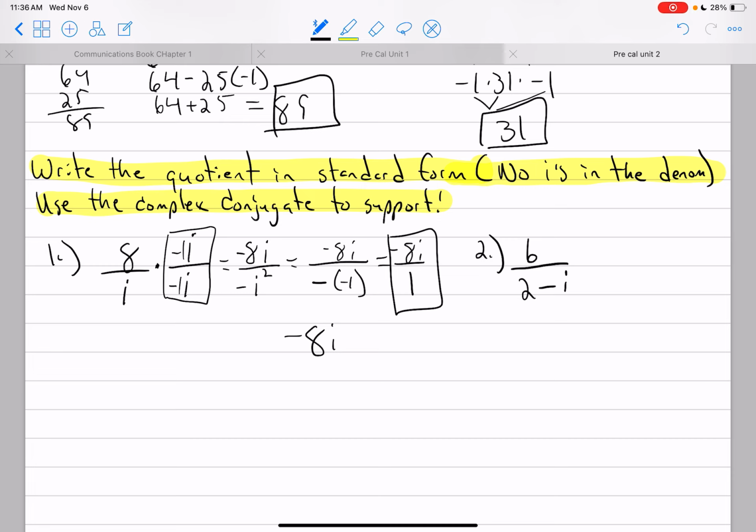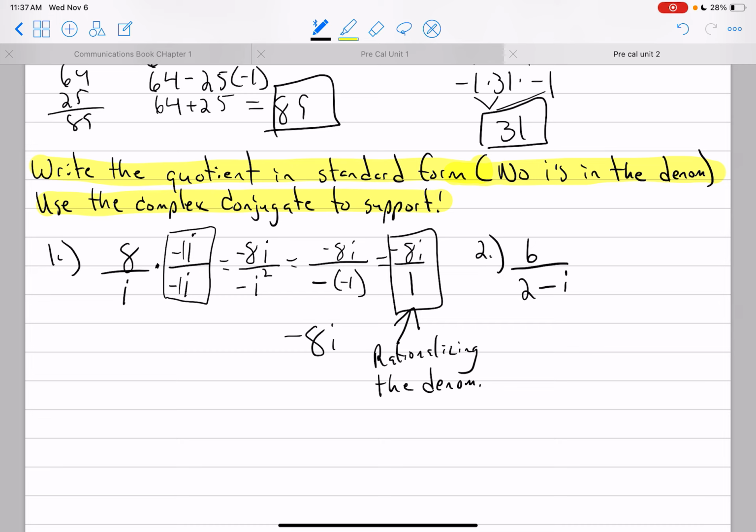I rationalize the denominator. That is called rationalizing the denominator. Okay, and I've also now written it in standard form. Again, standard form can't have any imaginary numbers in the denominator. Let's do this one more.